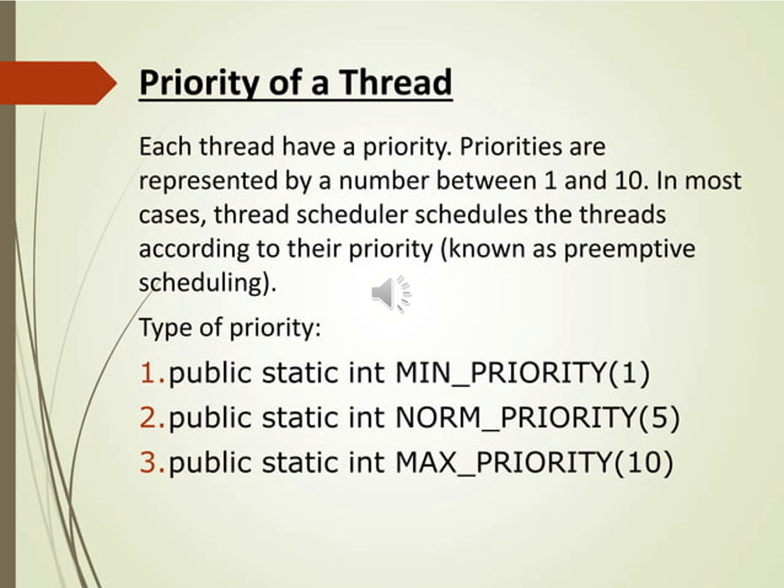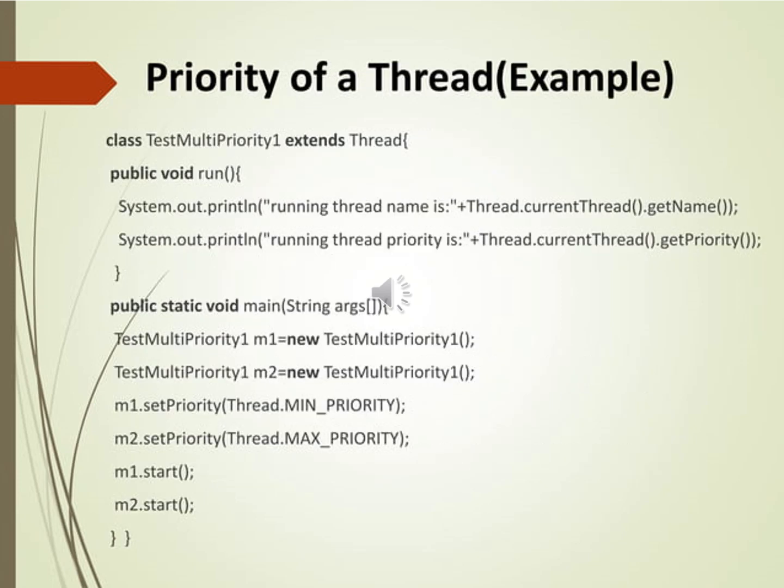In this program, we take a class MultiPriority that extends the Thread class and overrides the run method. In the main method, we create two objects of that class, M1 and M2. Minimum priority is set with the M1 object and maximum priority is set with the M2 object, and after setting the priority we use the start method.